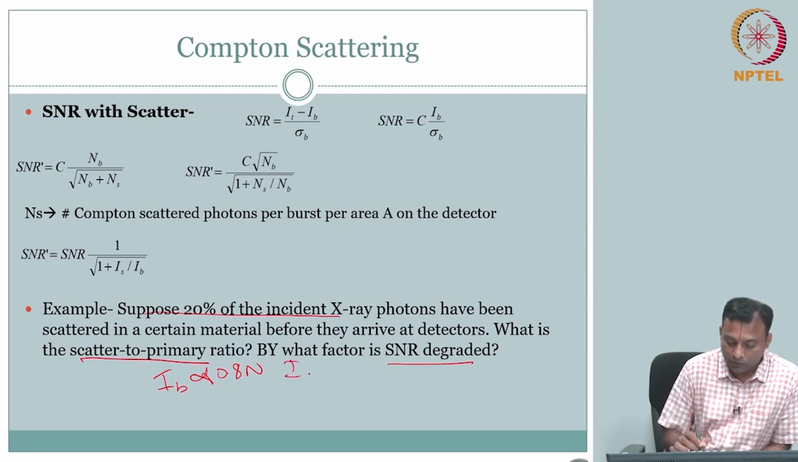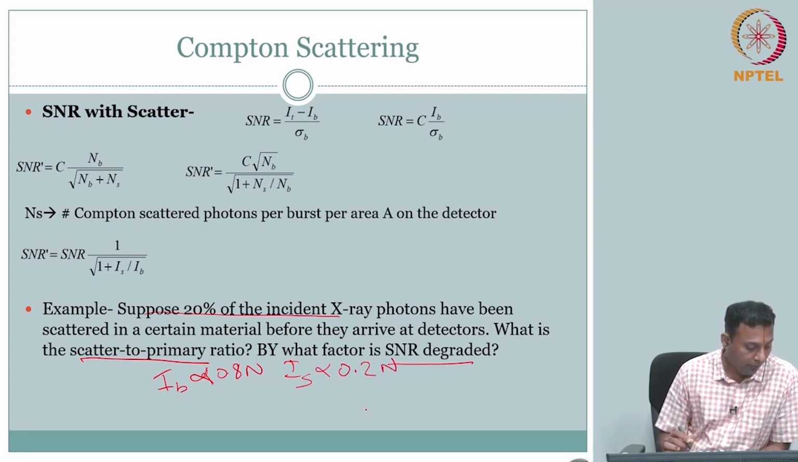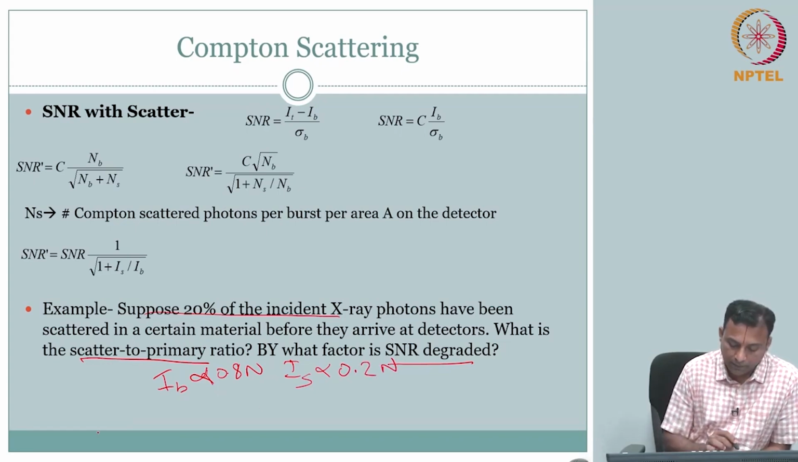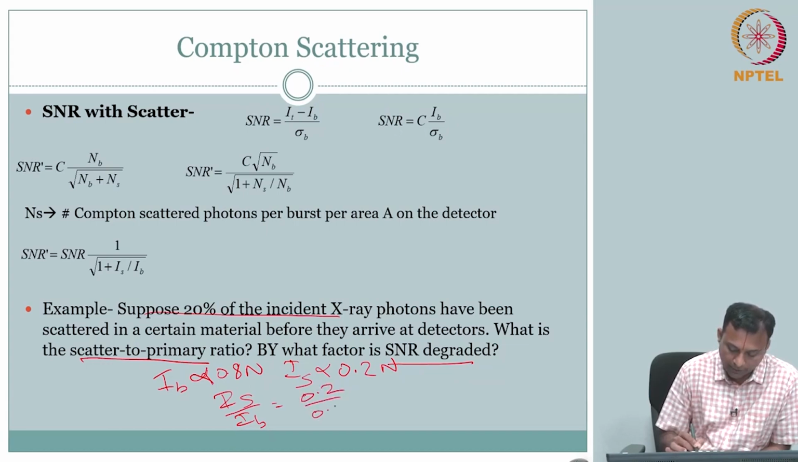So, your IS is going to be proportional. Intensity, number of photons, they are proportional, right? So, IS is going to be 0.2 times the number of photons you are dealing with. Clear? So, once I have these, I can get my IS by IB. What is that? 0.2 by 0.8, which is about 1 by 4, right. So, I have the scatter to primary ratio.